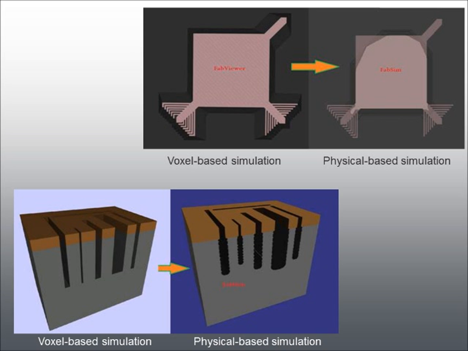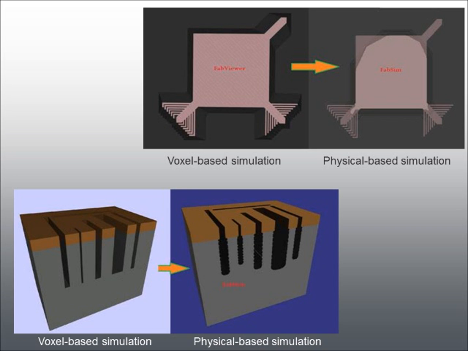First, we have a structure where we have to account for corner compensation during etching. As we can see here, this corner, we're going to get different results in FabSim because it takes into account more of the etching effects than a voxel-based viewer.